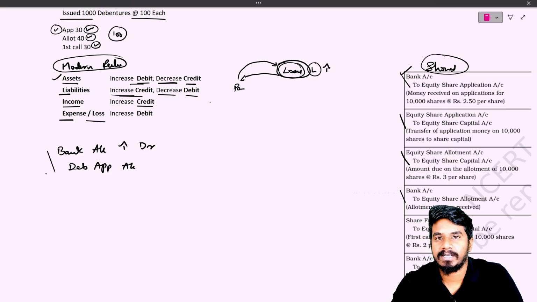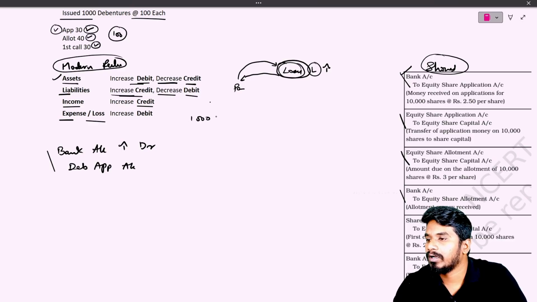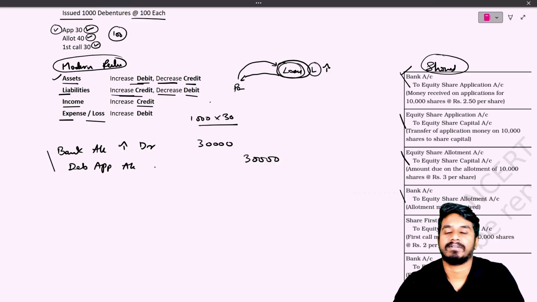So why will the first entry come as a bank account? Because we don't know how many applications we will receive, so how much money we are going to receive. After receiving in the bank account, we will know the actual amount, and then we can allot the debentures. So what is the amount? 1,000 debentures they have issued, and on application they have to receive 30 rupees, which means 30,000. So 30,000, finished.